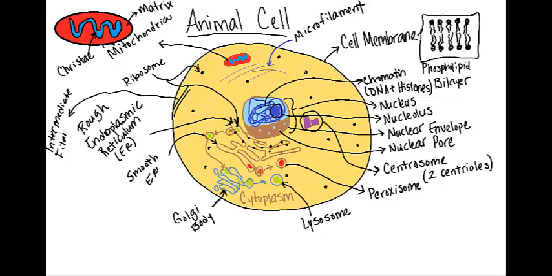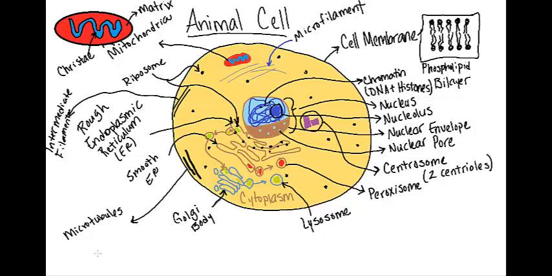This is the intermediate filament. It also helps anchor cells. So both microfilaments and intermediate filaments help anchor cells. The last and largest of the cytoskeleton structures is called the microtubule. Now, the microtubule is the one that works with the centrosomes or centrioles during cell division.